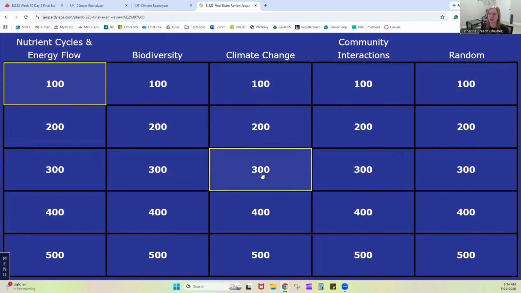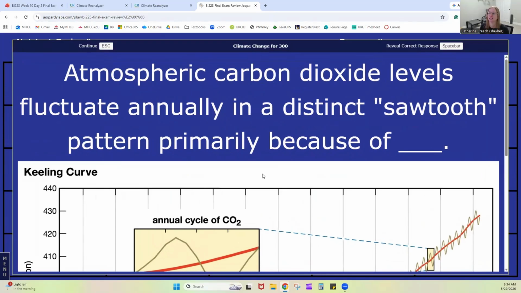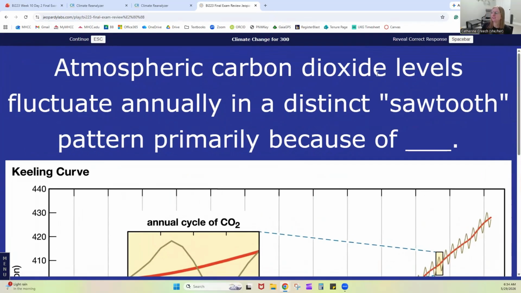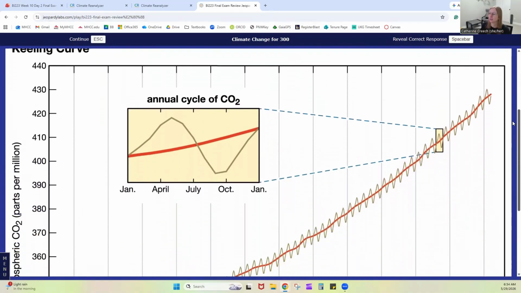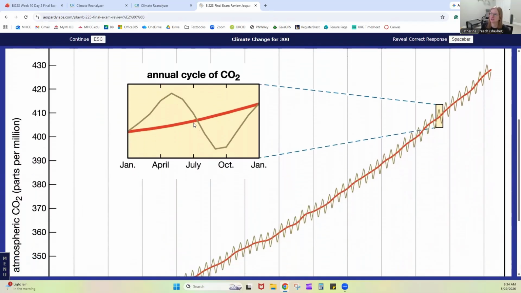For example, climate change for 300 points. Annual atmospheric carbon levels fluctuate in a distinct sawtooth pattern. This is primarily because of, and then you can scroll down. This is the sawtooth pattern here. So this yellow line that's going up and down seasonally every year. What's the cause of that? And then you can see there's controls up here. So to continue, hit escape or reveal correct answer, hit spacebar.